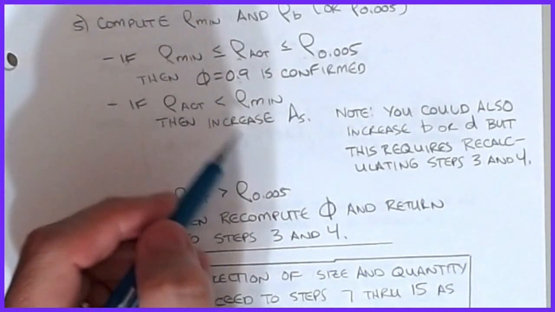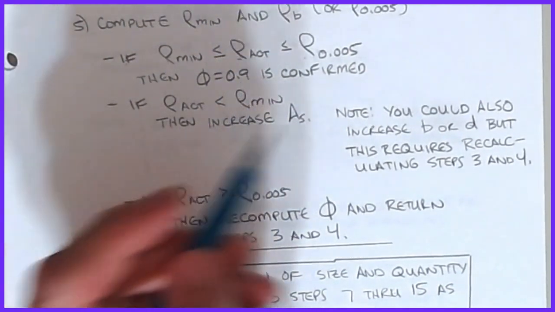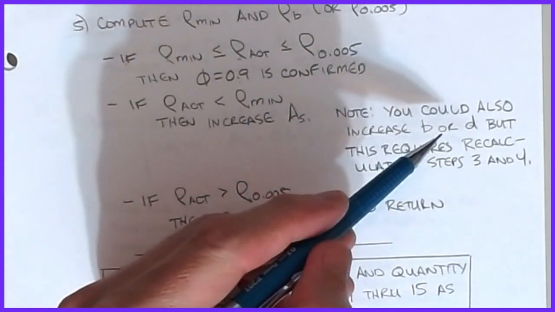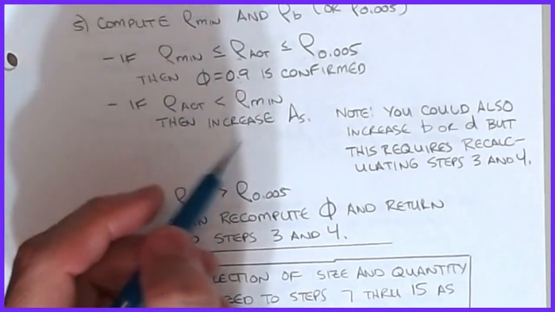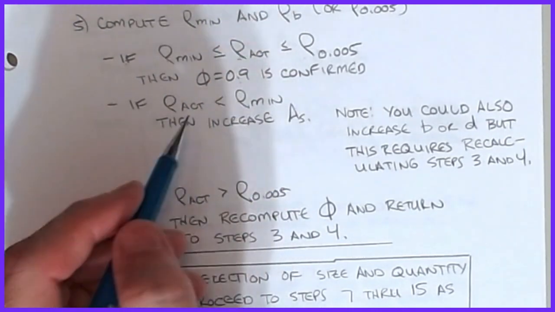Okay. And the reason that, as a first pass design, you could also increase b and d like we talked about, but that's going to require you to recalculate all of those previous steps. So most often I just bump the steel up to the minimum limit.